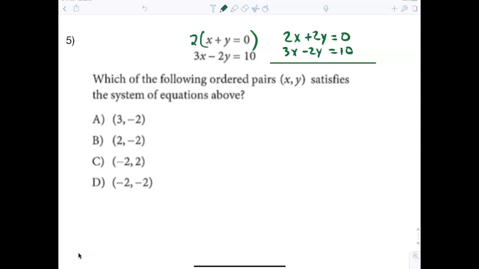And so what happens when I add the x's? Do I have to solve for y, or can I look at the multiple choice and tell me the answer? Because the only one with x equals 2 is b. Everybody good on that? If you solve for y, is that okay? Yeah, but it's not necessary.